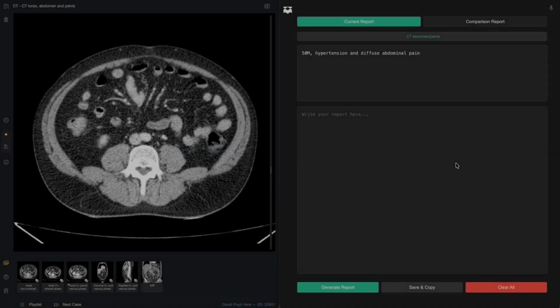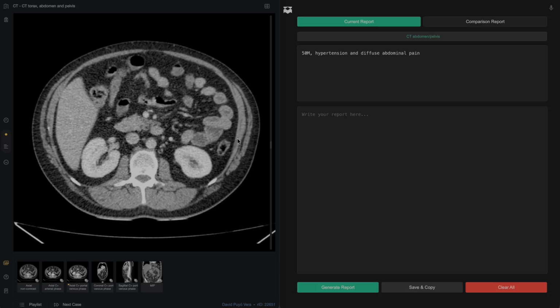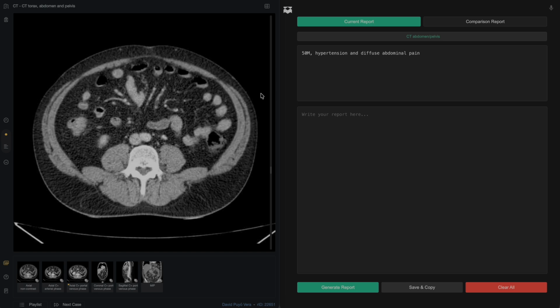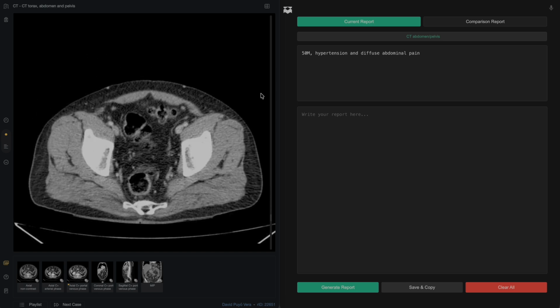This is the next case in the Randomized Interesting Cases series, a 50-year-old male with hypertension and diffuse abdominal pain. We have here some portal venous phase axial images from a CT abdomen pelvis, and I'm just going to take some time to scroll through the abdomen and the pelvis.